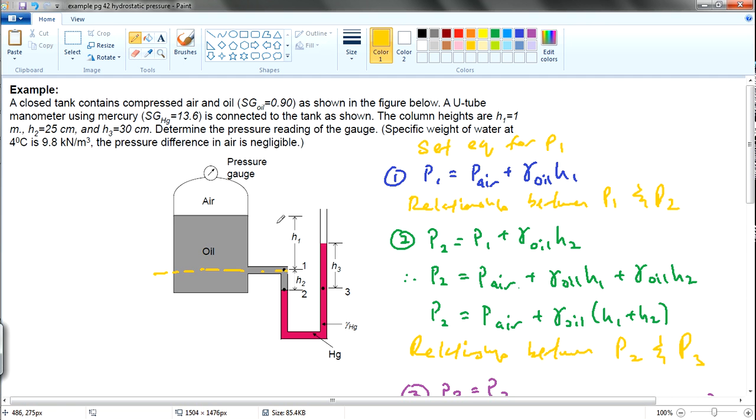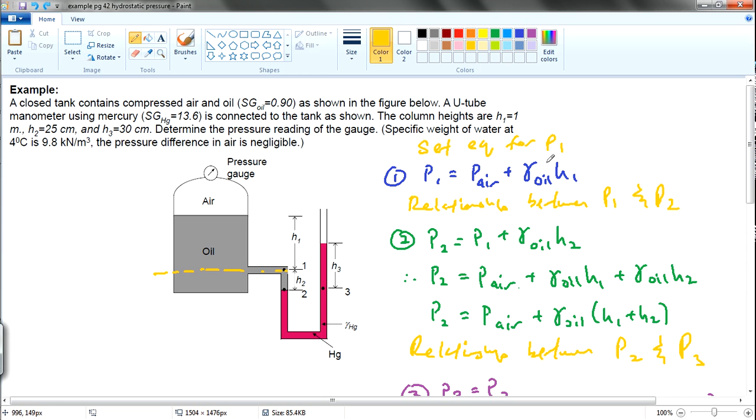Make sure you take note, because just now when I wrote down here P air, actually I wrote P atmospheric. This is actually air, not atmospheric. This is a very dangerous mistake. When you see A, it's not atmosphere, it's air. Be very, very careful. So P1 equals P air plus the rho.